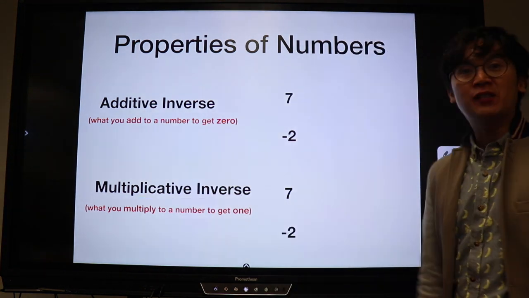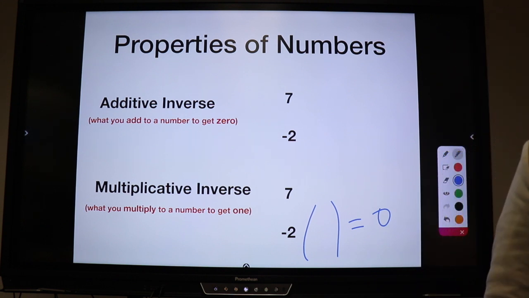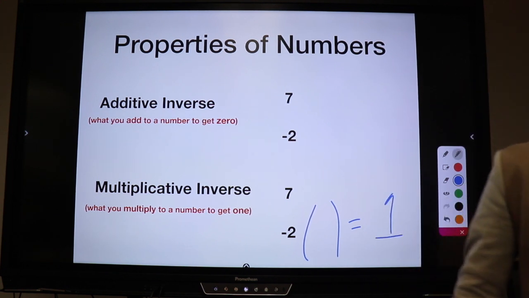So, if I have negative 2, what number am I going to multiply to negative 2 so that it will equal, not 0, 1?